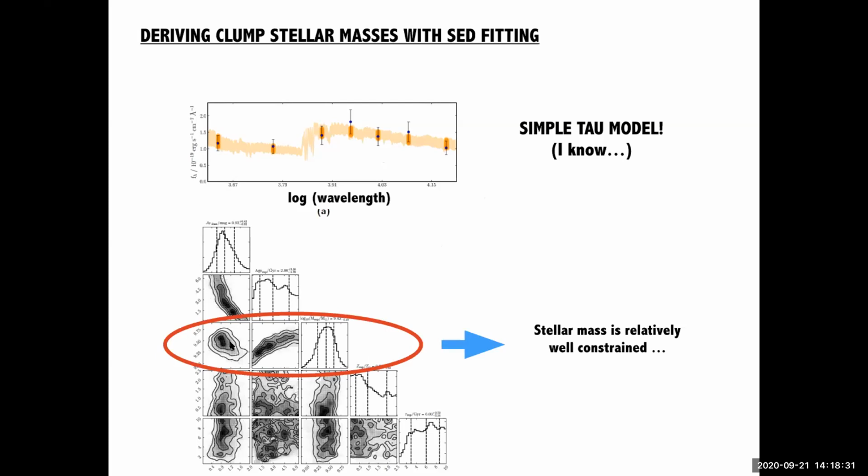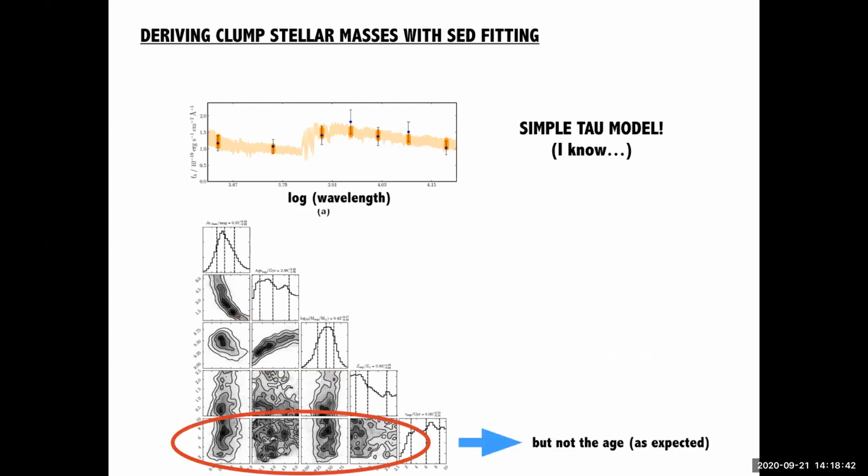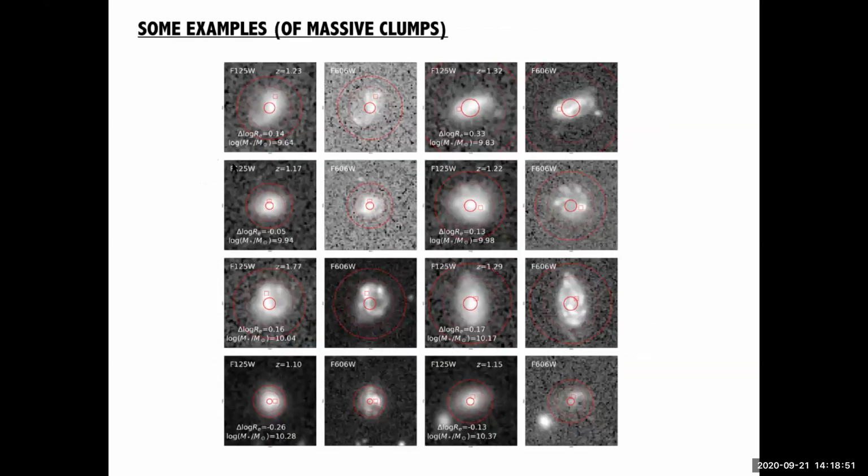They are kind of okay, with 0.2 or 0.3 dex uncertainty, and I don't expect to get better than that. However, ages, of course, are completely degenerate, and that's something that we'll discuss later on, how to improve on these. So once we get the masses, this is an example of clumps.